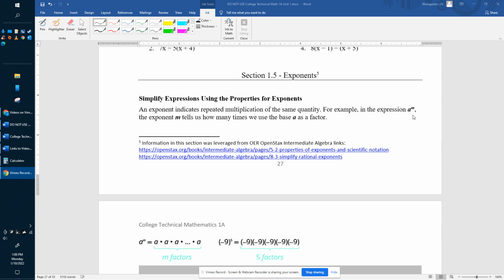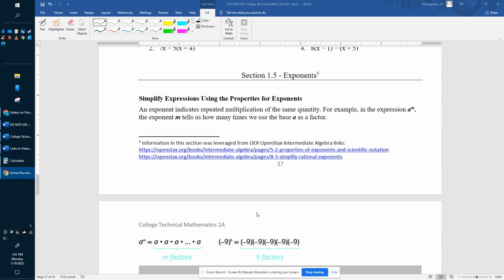When we have an exponent, the larger number on the bottom left-hand side is the base. That's the number that we're multiplying out. The upper right smaller number is the exponent, and that's how many times we are multiplying that base.